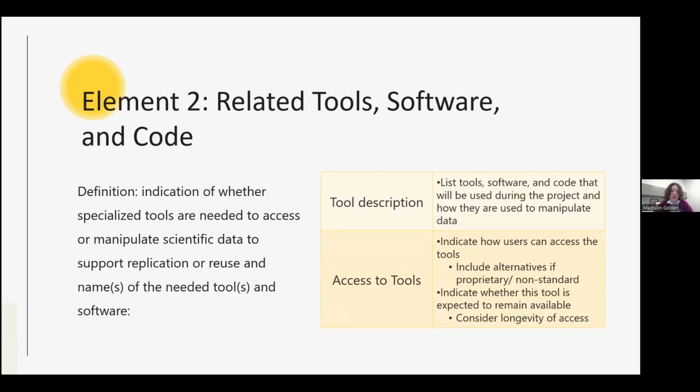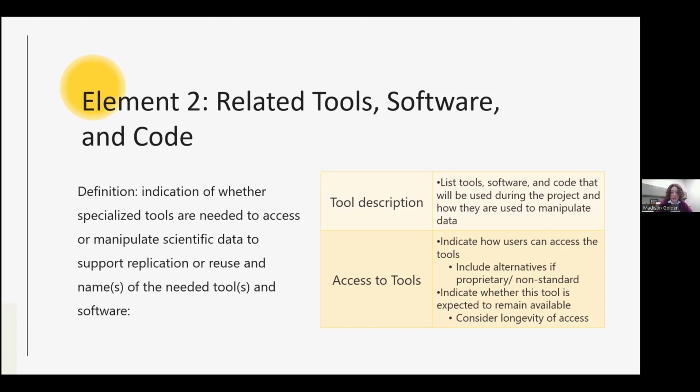So element 2 is defined as indicating whether specialized tools are needed to access or manipulate the scientific data to support replication or reuse, and the names of the needed tools or software. So very similar to the last component I discussed. The first section is going to be a simple list of tools, software, or code. It's also a best practice to give a short description about how each one is used and how those files relate to each other. A simple example of that would be describing the use of Excel for data analysis, and maybe using a software like NVivo for data processing if you're using qualitative data.